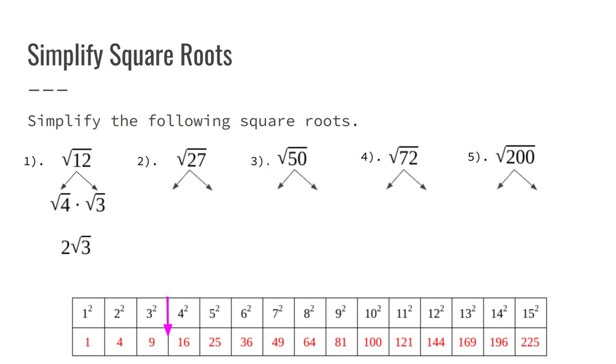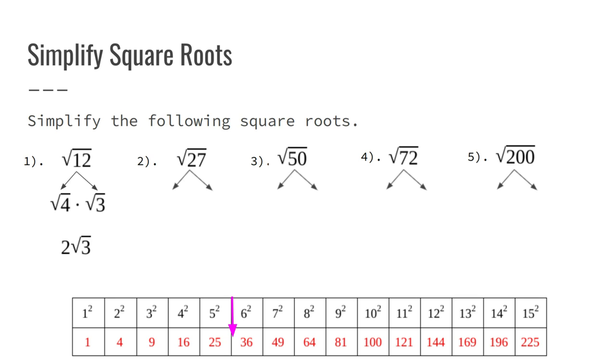Same deal with the square root of 27. The square root of 27 is not a perfect square, but I'm going to see where it falls on my list. The square root of 27 falls between 36 and 25, so now I'm going to work my way down the list. 25 does not go perfectly into 27. 16 does not go evenly into 27, but 9 goes into 27 3 times.